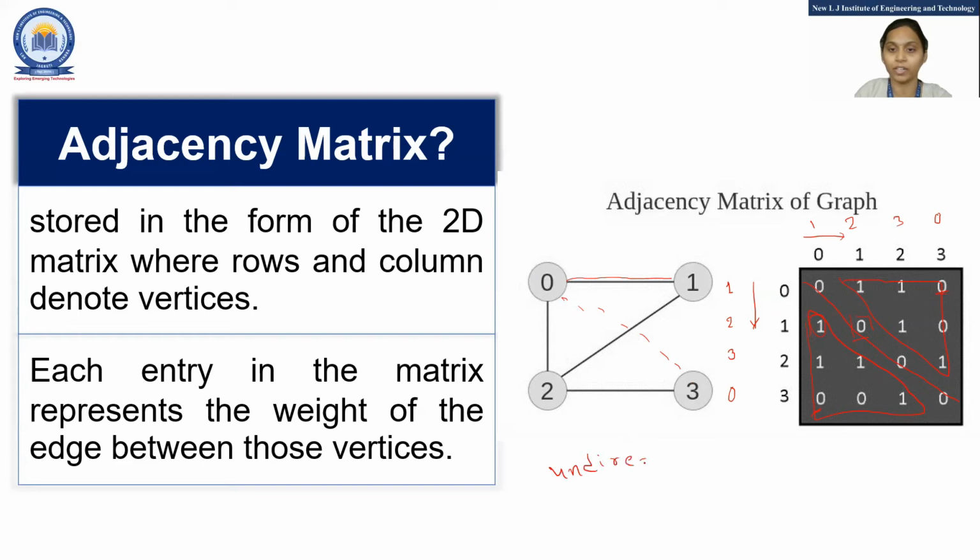If I have an undirected graph, your adjacency matrix will look like this. Here 1, 1, 0, 1, 1, 0, 1, 0, 1, 0, 1, 1. This way your adjacency matrix can represent the graph. So a graph can be represented in the form of an adjacency matrix. This is the first way.